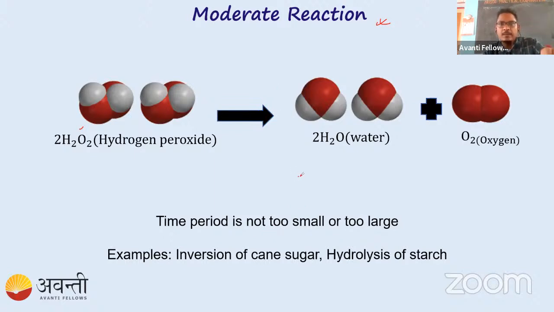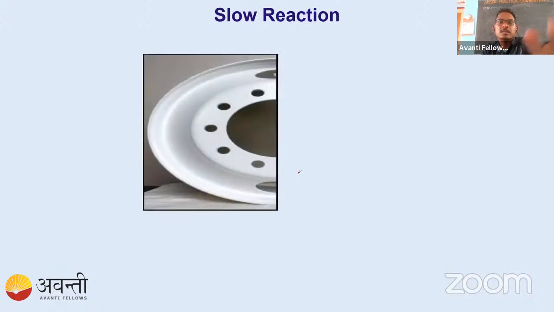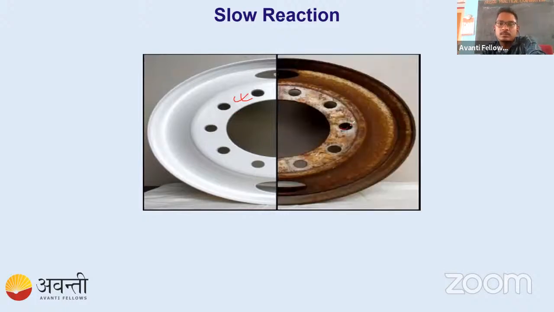So we have seen the fast reaction, moderate, and now see the slowest. See this one, I think this is a car. I don't remember actually this name. Okay, so this is a simple new one, and after some time it rusts. Or you can say the ring of that tire. Again, not ring, but I don't remember now that particular name.